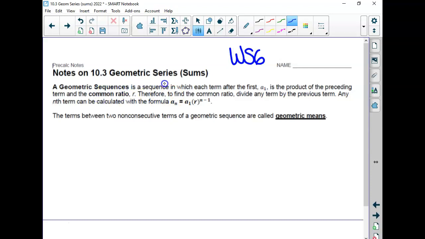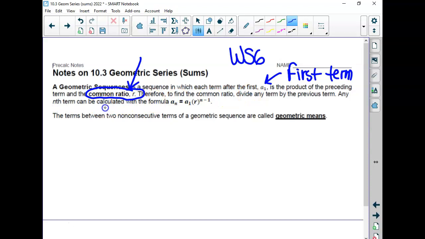A geometric sequence is a sequence in which each term after the first one is the product of the preceding term. So a sub 1 is the first term. You are multiplying by a common ratio r, what you're multiplying by, and remember r is often really dividing if it's a fraction that you're multiplying by. Therefore, to find the common ratio, divide any term by the previous term.